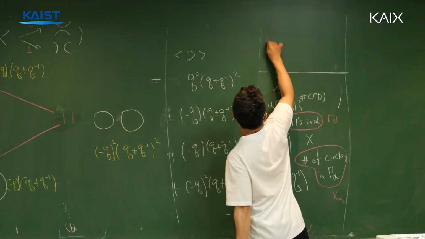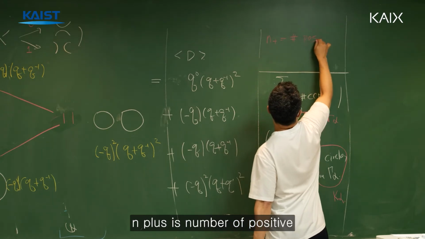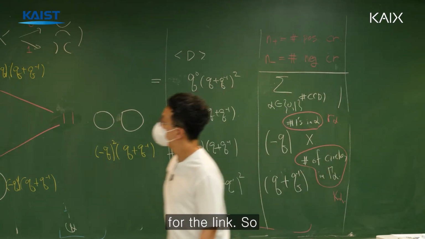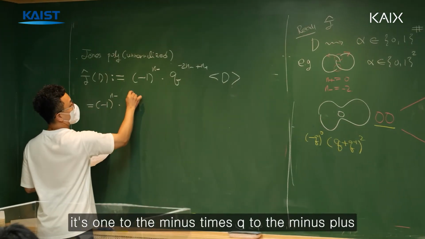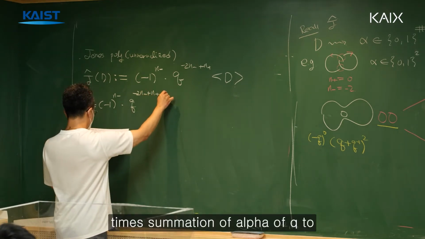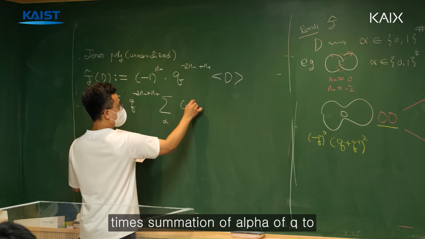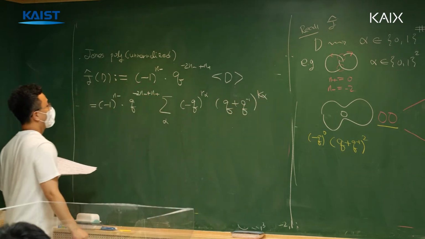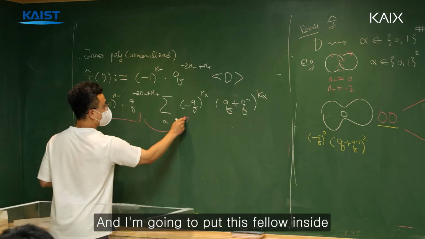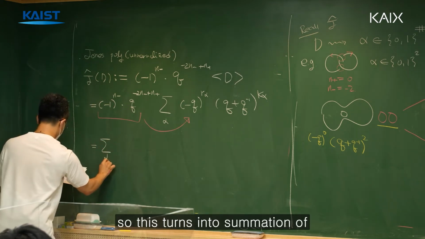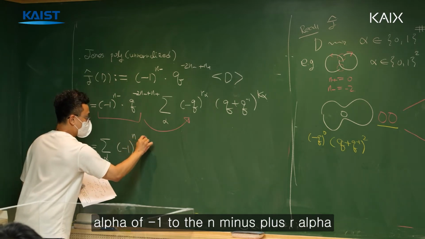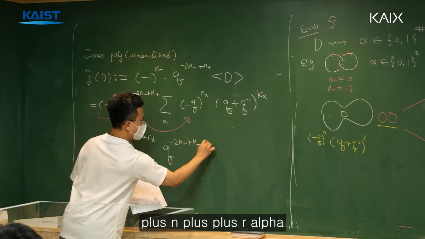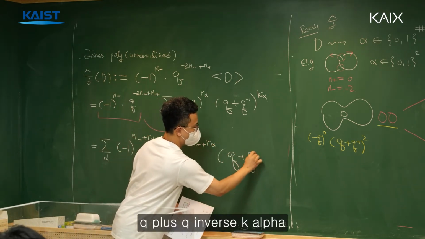So remember, n plus is the number of positive crossings, and n minus is the number of negative crossings for the link. So it's minus 1 to the n minus times Q to the minus 2 n minus plus n plus times the summation over alpha of minus Q to the R alpha times Q plus Q inverse to the K alpha. And I'm going to put this inside. So this turns into the summation over alpha of minus 1 to the n minus plus R alpha times Q to the minus 2 n minus plus n plus R alpha times Q plus Q inverse to the K alpha.